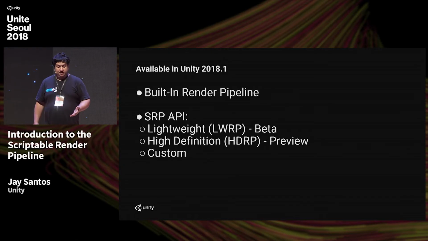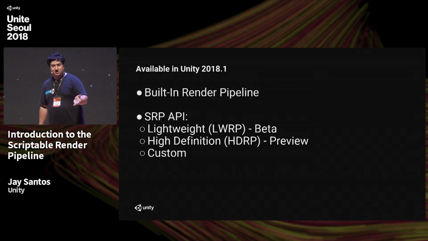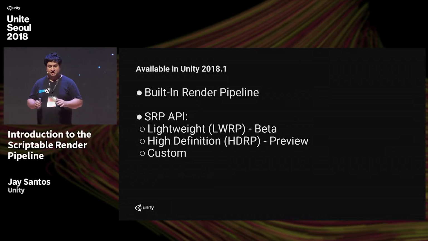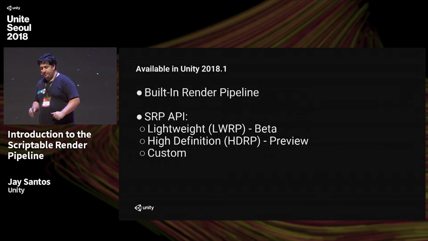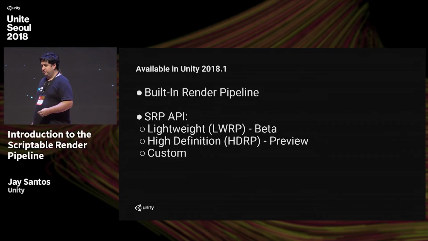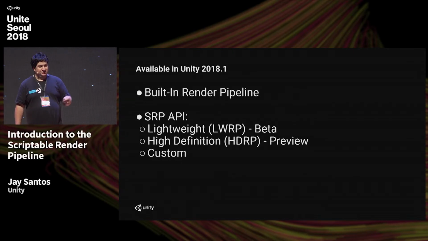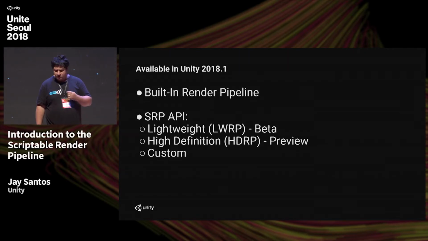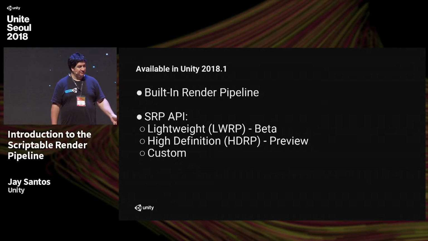Okay, so first of all, we have the built-in render pipeline, the rendering pipeline that you know and hopefully love, right? It is the way that Unity has been doing things up until today. Now, in terms of the scriptable render pipelines, we are offering two versions of them for you. The first one is the lightweight render pipeline, LWRP for short. The second one is the high definition render pipeline, HDRP, once again for short.